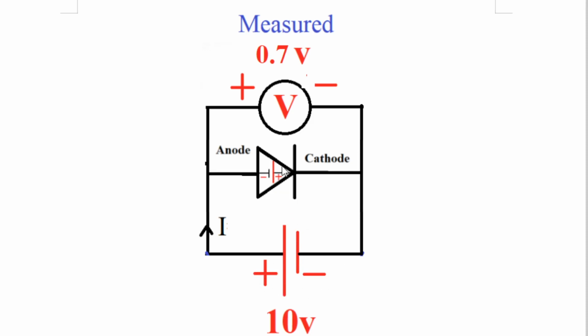0.7 volt. This diode started conducting after 0.7 volt, and then when the diode started conducting, you connected the voltmeter across the diode, again the same way: positive of the voltmeter to the anode of the diode, negative of the voltmeter to the cathode of the diode. Therefore this voltmeter will again show you how much volt? 0.7 volt only.